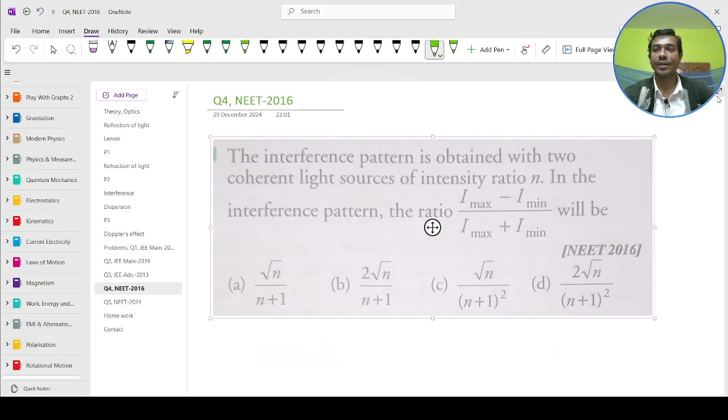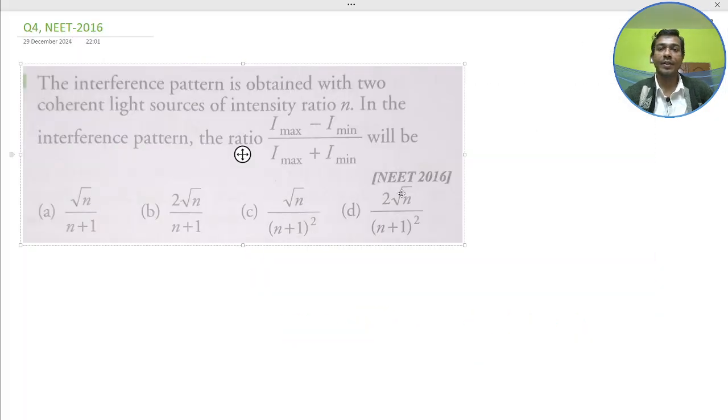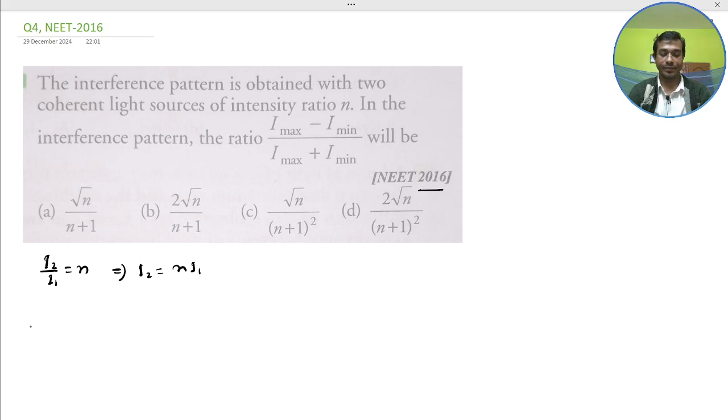Next, coming in JEE Main 2016, the interference pattern is obtained with two coherent light sources of intensity ratio n. You have to find I max minus I min by I max plus I min. Here the intensity ratio I2 by I1 is given as n. So I2 would be n times I1.